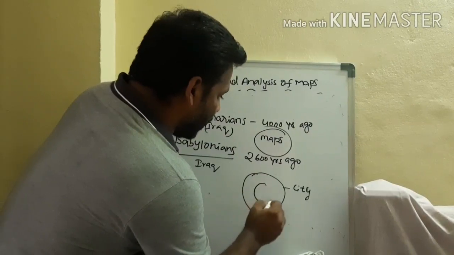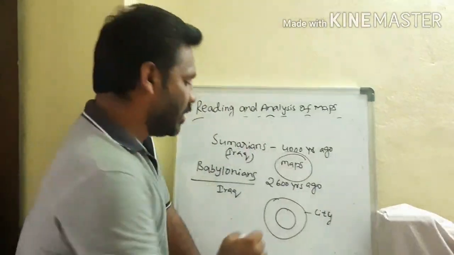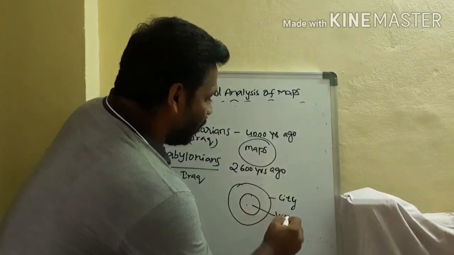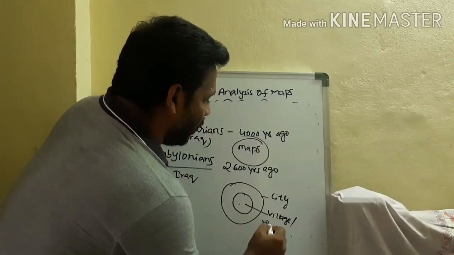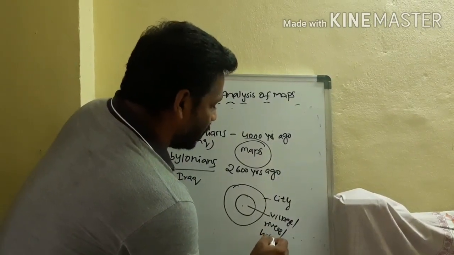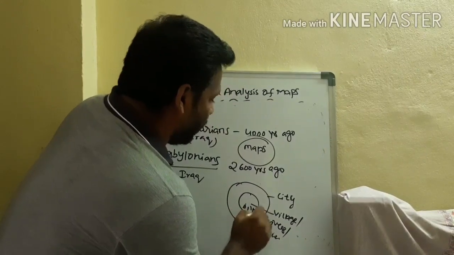Again they have an inner circle. These represent for them villages, rivers, and houses, like small triangle shapes, like this we can find.